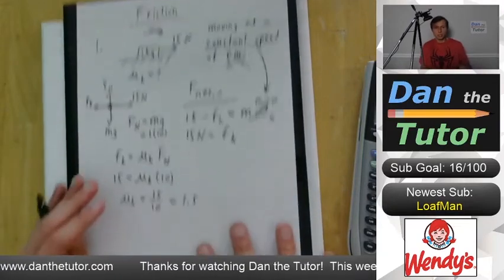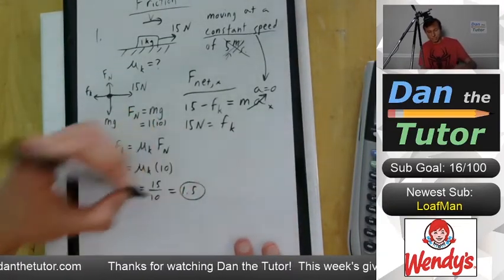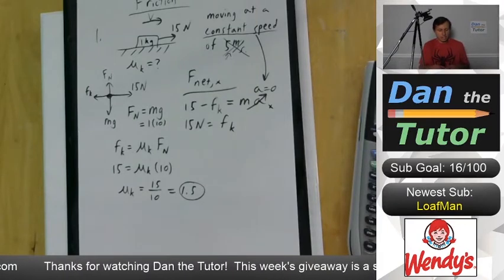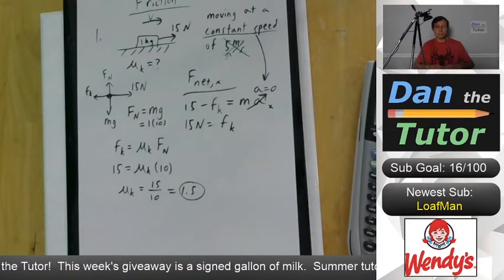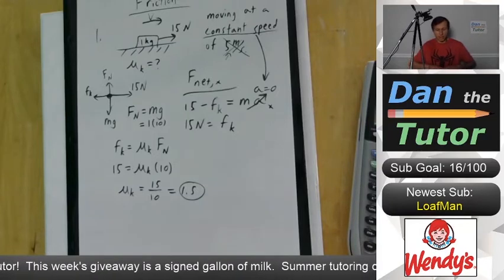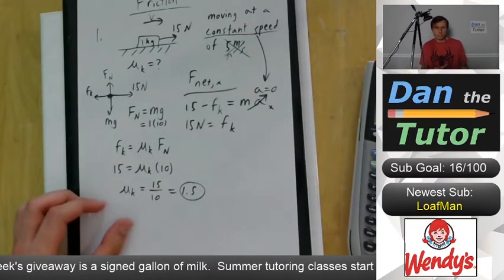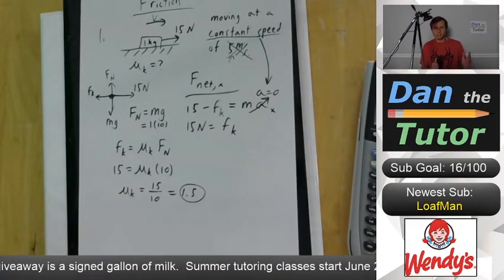Just so you know, that is an incredibly high coefficient of friction. And the reason that it was so high is because I chose a very small mass, is I guess really why it came down to that. Okay? So that's the coefficient of kinetic friction. It's the correct answer, I promise.